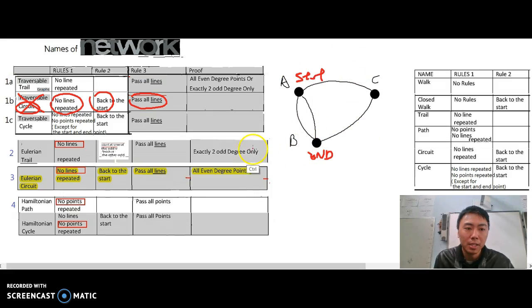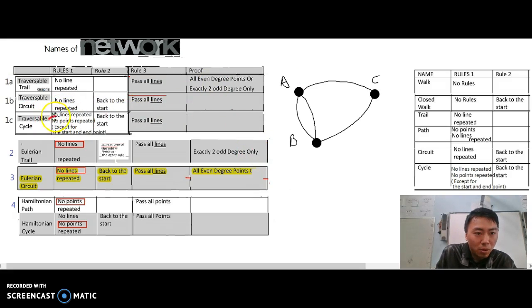Third one, transversal cycle. This one is a little bit more demanding. You cannot repeat the points. You need to go through all the lines. You cannot repeat the lines, and you cannot repeat the points. At the same time, you have to go back. So a lot of rules.